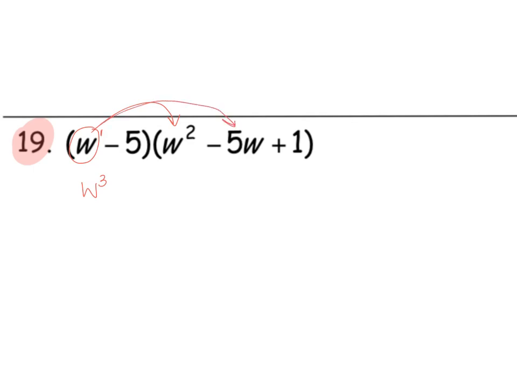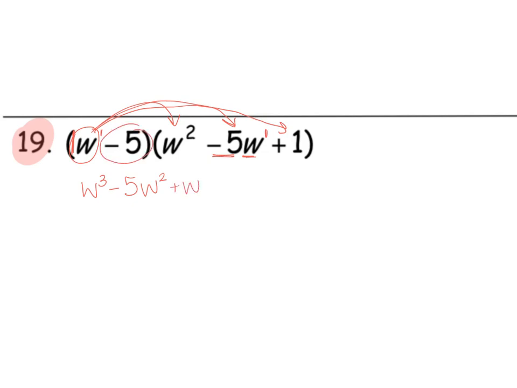w times negative 5w, multiply the coefficients first. Coefficient of 1 and a coefficient of negative 5, so I have negative 5. Again, I have like common bases, so I'm writing down the w and adding the exponents. I have an exponent of 1 and an exponent of 1, so I have w squared. I'm also going to multiply it to the third term. You're just multiplying to everything. So w times 1 just gives me a positive w.